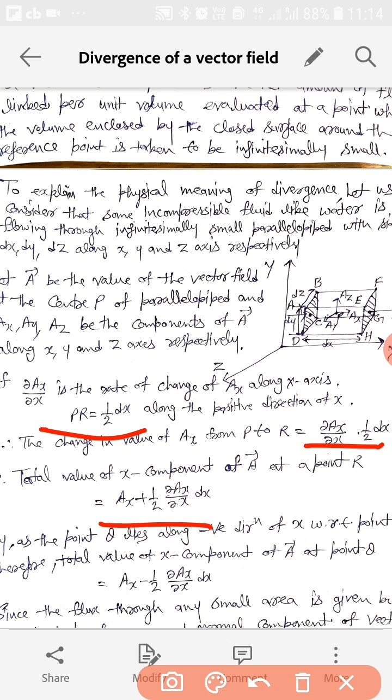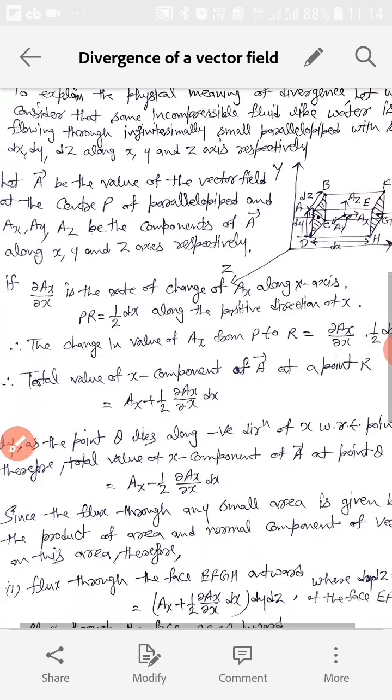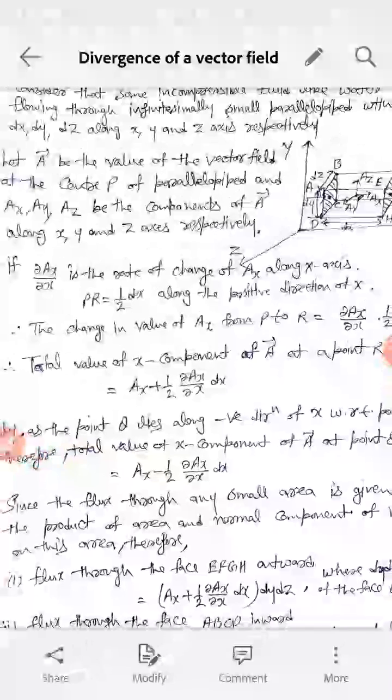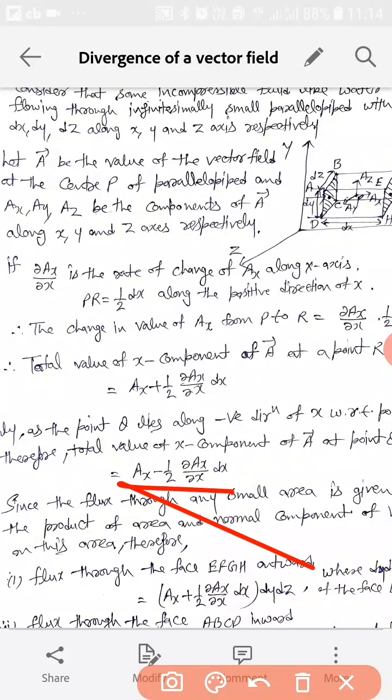Similarly, if we consider point Q, which is at this face, which lies along the negative direction of x with respect to point P, because P is at this point, therefore the x component of A at point Q will be Ax minus 1/2 ∂Ax/∂x dx.